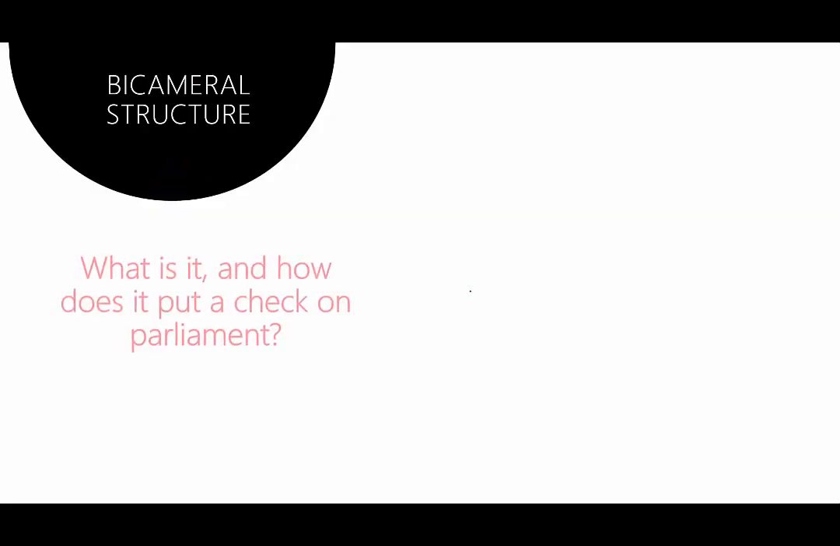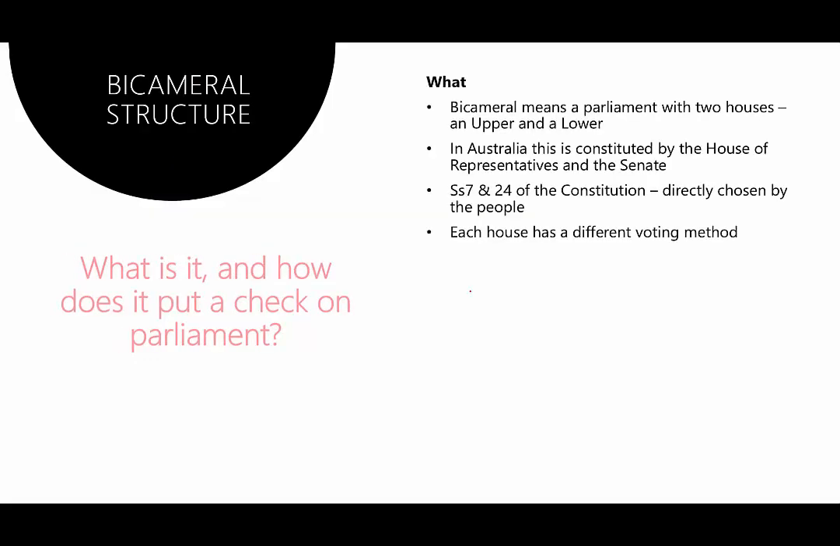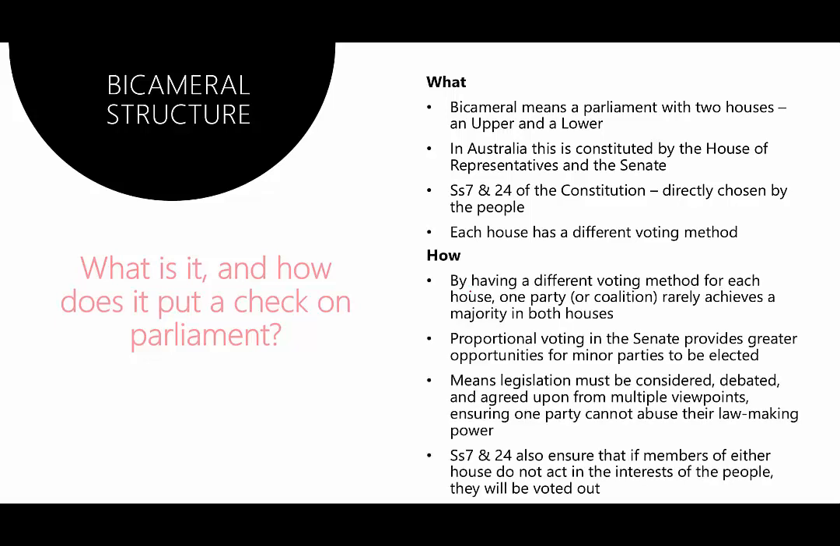Again, I'm not going to bog down in this too much because there's another video that you can look at. So super quickly, we know bicameral means two houses, an upper and a lower. In the Australian Parliament, it's the House of Reps and the Senate. And I'll talk about Section 7 and 24 in a moment because we used to have to know a High Court case relating to them, but it's important to actually read those sections of the Constitution. So how does it check Parliament? Look, it just means first and foremost that if you want to pass a law in Australia, you have to get it through both houses.